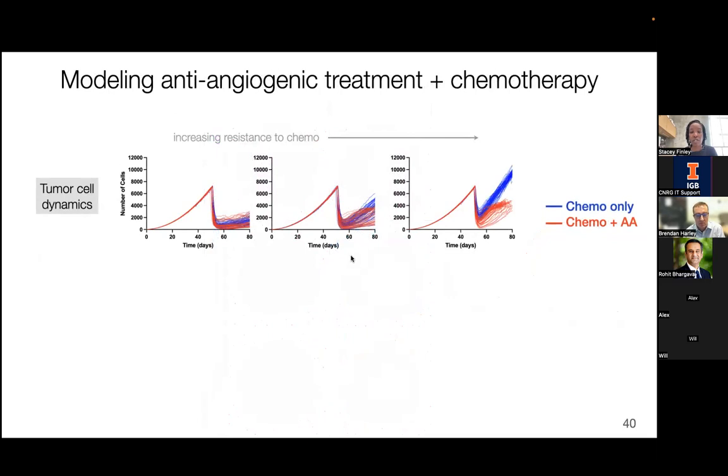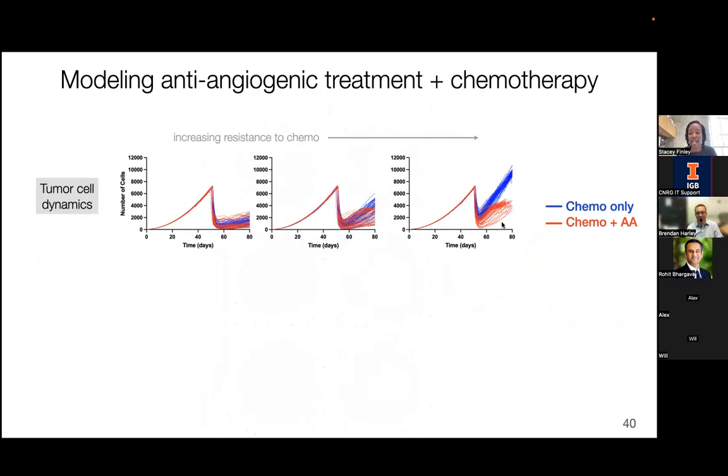And then we can also look at what happens when we add chemotherapy, so combining anti-angiogenic therapy with chemotherapy. Chemotherapy alone, we see what happens, and that's shown in blue for different levels of resistance to chemo. So we can allow the cells to have some tolerance to chemotherapy. And as we increase that tolerance, we certainly see that the tumor growth takes off.